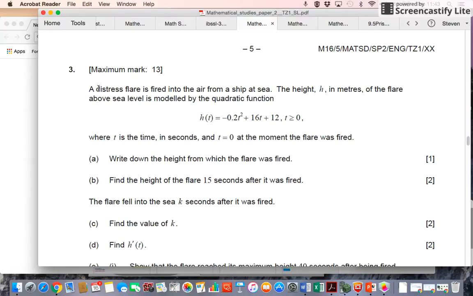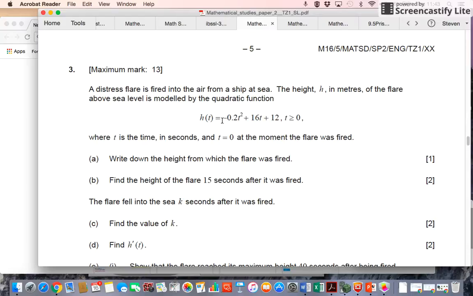Okay, we got a ship shooting a distress flare into the air. The height in meters is modeled by the following quadratic equation, which is true because this is like a ballistics problem. It's going to shoot the flare up into the air and it's going to come back down to the water. Okay, T is the time in seconds, and T is equal to 0 is when the flare is fired. Write down the height from which the flare was fired.